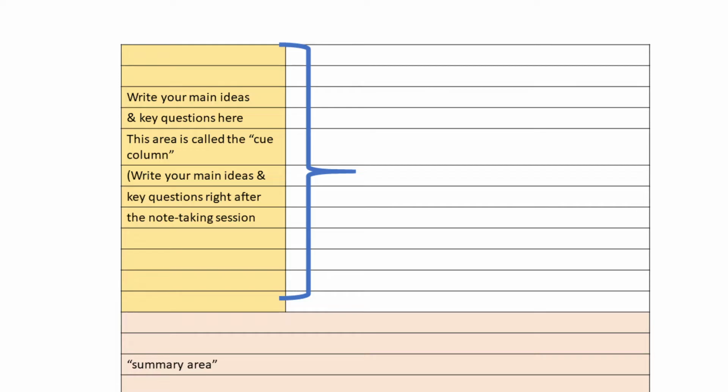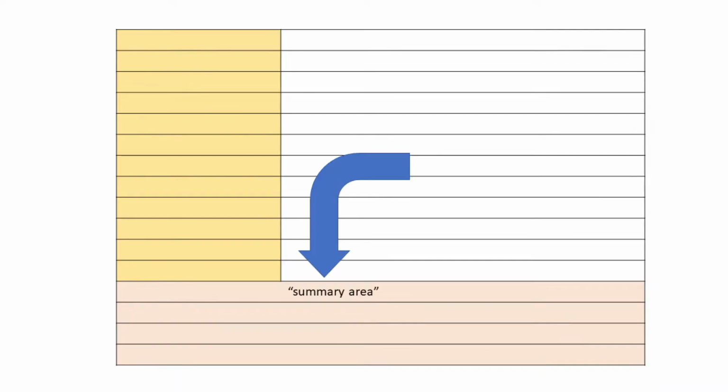A narrow column on the left, called the Q column, is reserved for writing main ideas and key questions. These main ideas and key questions are written down right after the session. The area below the page, around 3 cm thick, is called the summary area. This is where you write your summary of the lecture.